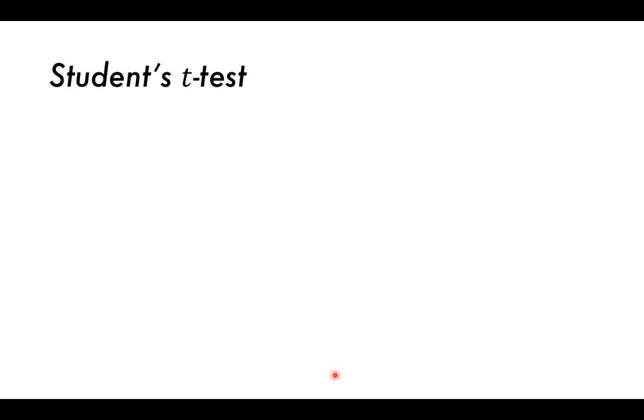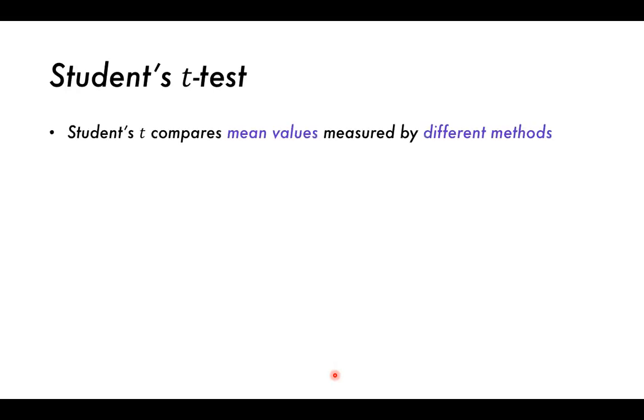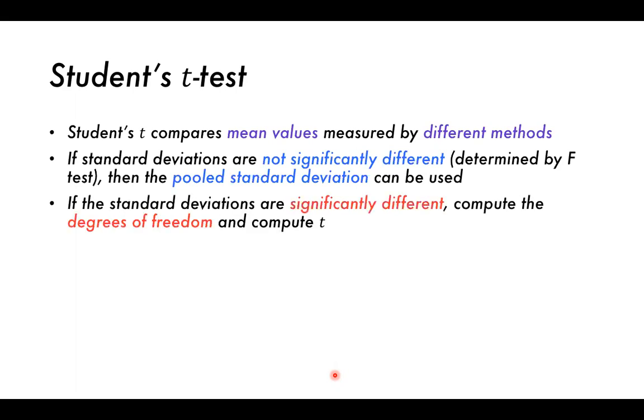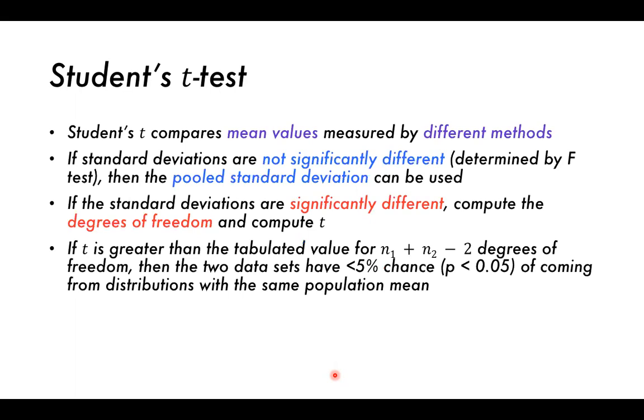So the student's t-test then compares, as I've said, mean values measured by different methods. If standard deviations are not significantly different, i.e. determined by an F-test, then the pooled standard deviation can be used. If the standard deviations are significantly different, then compute the degrees of freedom and compute t. And if t is greater than the tabulated value for n1 plus n2 minus 2 degrees of freedom, then the two data sets have a less than 5% chance of coming from distributions with the same population mean.